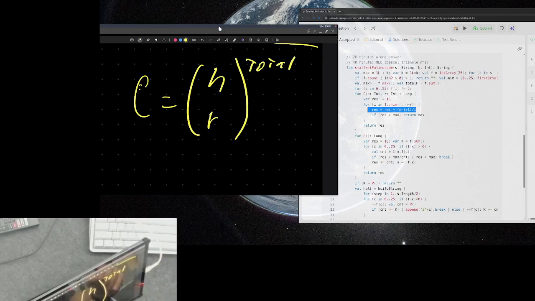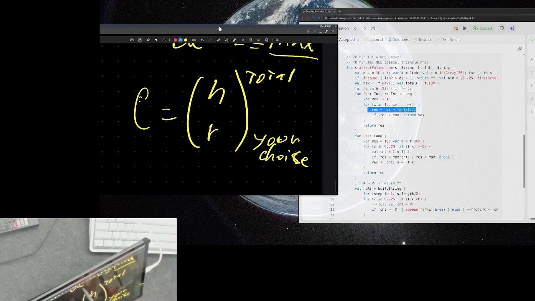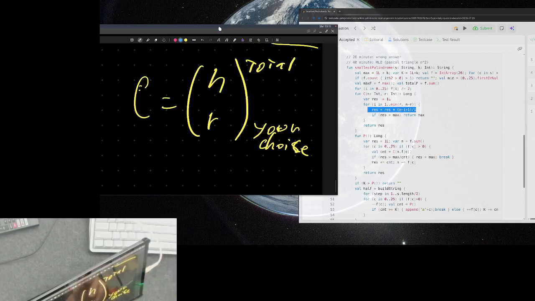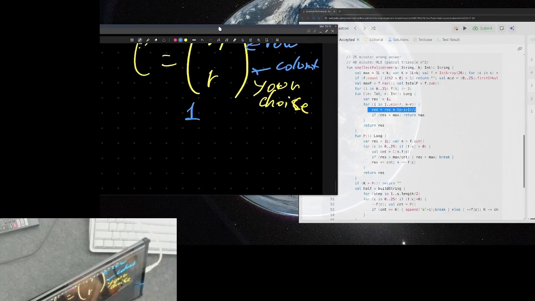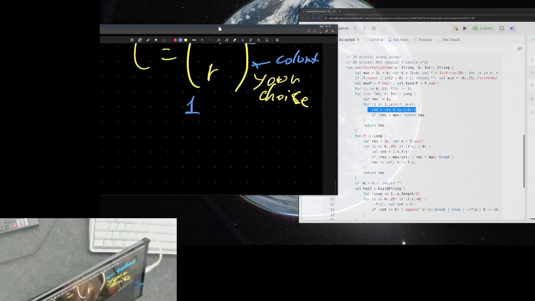How many you choose, your choice. Maybe I'm wrong because I don't know, this is very hard for me, and I understood it like this is just a row and this is just a column in a Pascal triangle. So a Pascal triangle is we have this triangle.